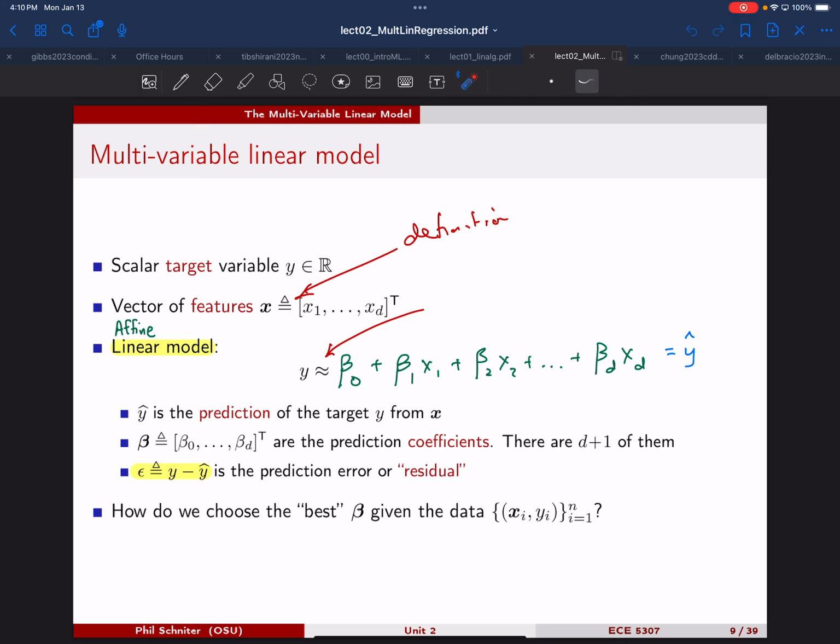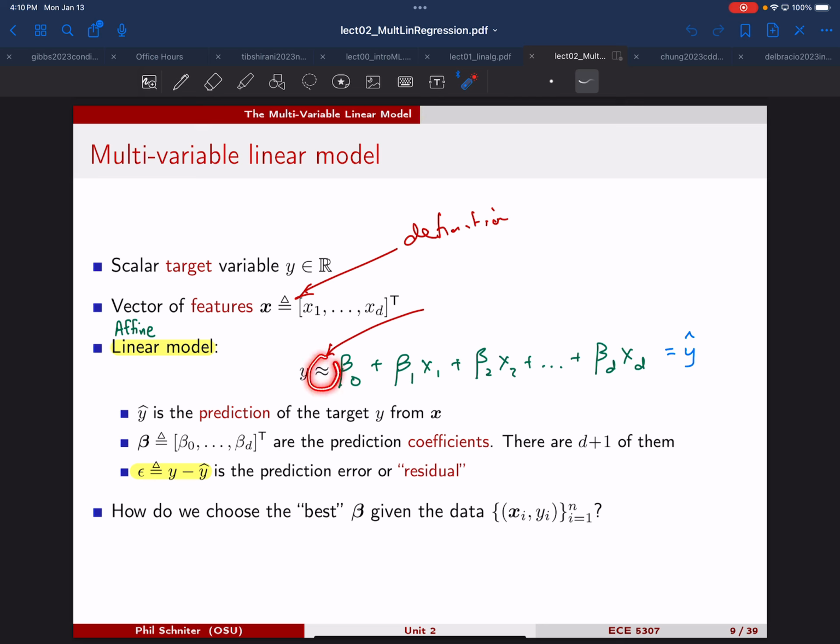Just to review where we were last time, we have a scalar target variable, which is the thing we're trying to predict. We have a vector of features, which are the things we're using for that prediction. And we have a model that says that if you do some linear combination of those features plus add an intercept, we hypothesize that this is a decent model for the true target. And this is how we're going to approach the prediction in this unit.